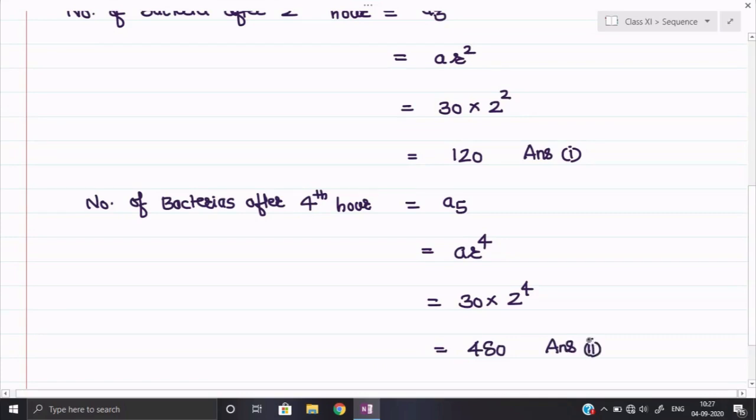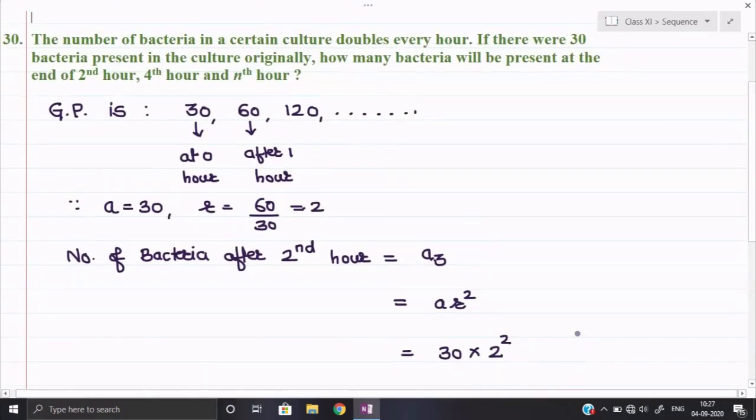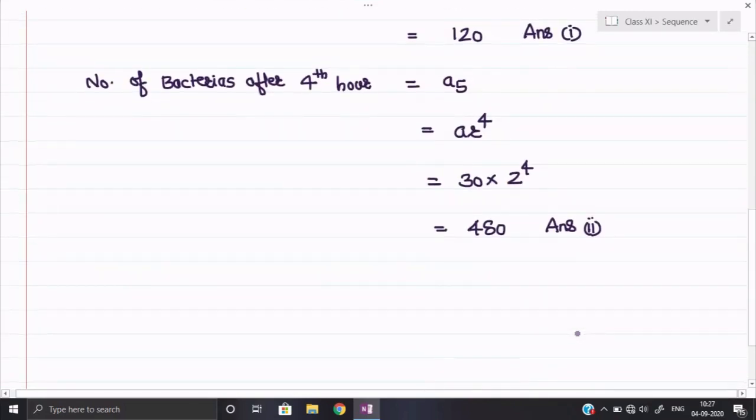Okay, now further the third one, they are asking the number of bacteria after nth hour. See, they are asking the third part. After nth hour we need to find out the number of bacteria, means we need to generalize this value. So just put up the value of n, you will get the answer. So now we shall write down here number of bacteria after nth hour.